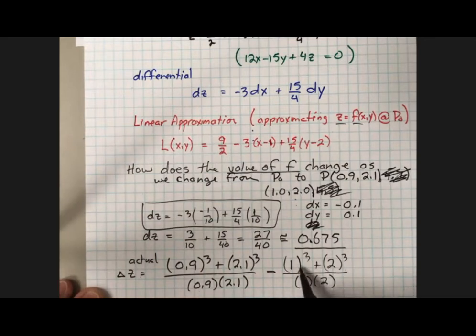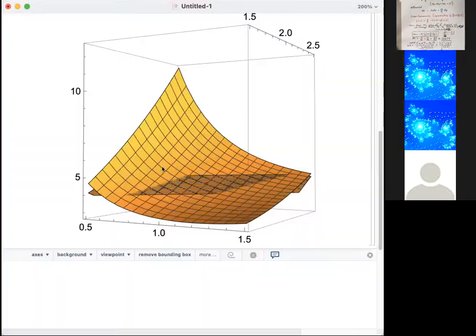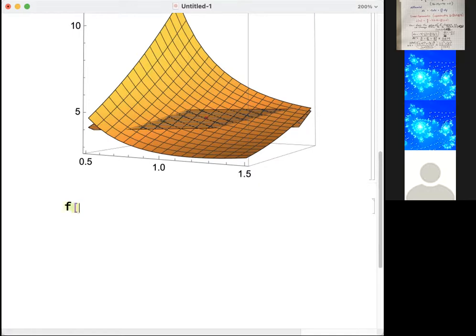Say, here I have 1 plus 8. I have 9 over 2. I knew what that was going to be. But I really don't want to calculate this with my bare hands. Let's take it back to the Mathematica notebook. Not interested in the picture right now, but I do have the function already built in at the top, right? So I could take the function, evaluate it at 0.9 and 2.1. I don't need to separate these, but I just want to show you what the numbers turn out to be.